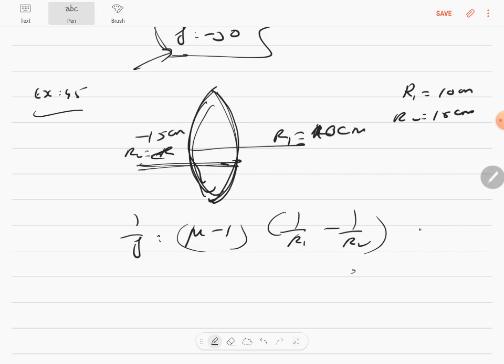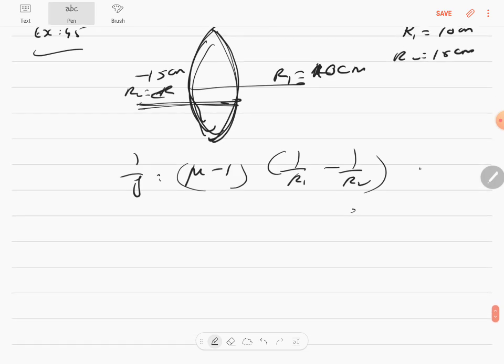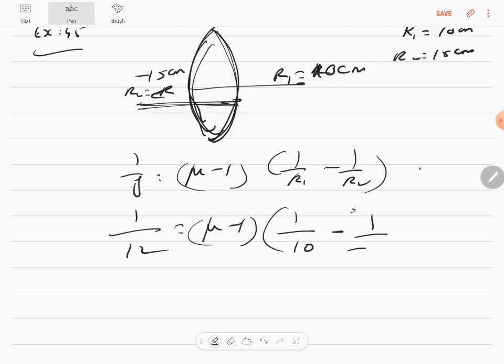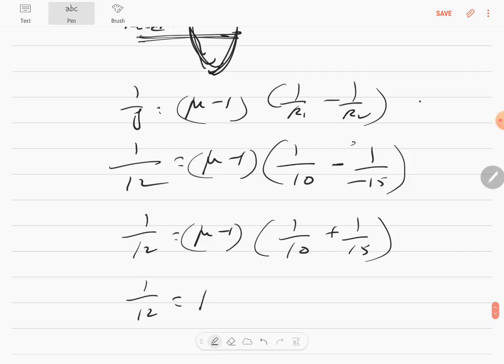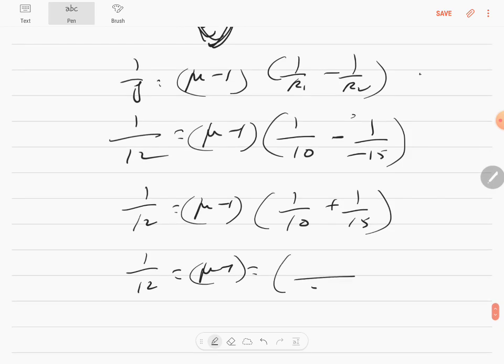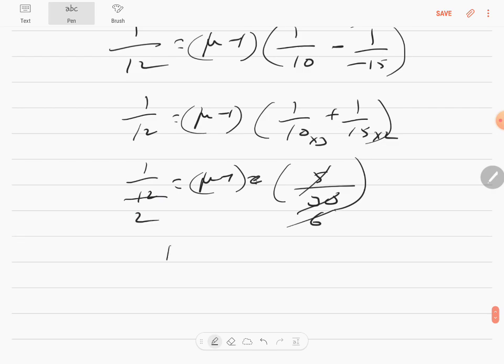Are you clear how to identify R1 and R2? So then they have given the focal length itself is 12. Find the refractive index. Mu is the question. 1 by R1 is 10 minus 1 by R2 is minus 15. So it's 1 by 12 is equal to mu minus 1 into 1 by 10 plus 1 by 15. So 1 by 12 is mu minus 1 into, this will be 30, right? So 10 3s are and 15 2s are, 3 plus 2 is 5. This and this will get cancelled as 6. So this 6 and this will get cancelled. Mu minus 1 is equal to 1 by 2. Mu is equal to 1 by 2 plus 1. Mu is equal to 3 by 2, which is 1.5.